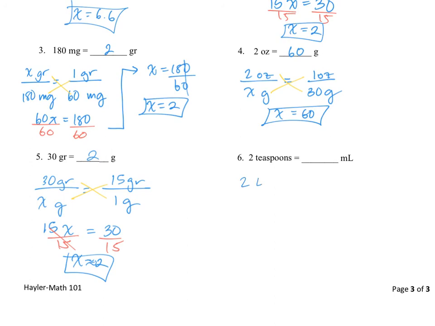2 teaspoons, I'll use a lowercase t, for how many ml? So we don't know how many, so we're using x. Well, what relationship do we have between teaspoons and milliliters? Let's see, what do we have? 1 teaspoon is 5 milliliters, and that is also an approximation. So we'll go ahead and cross multiply. Let's see, 10 equals x. Alright, there's our answer. And our approximation, so if we wanted to, we could be using an approximation symbol: x is about 10. Alright, and that is it for Chapter 5.